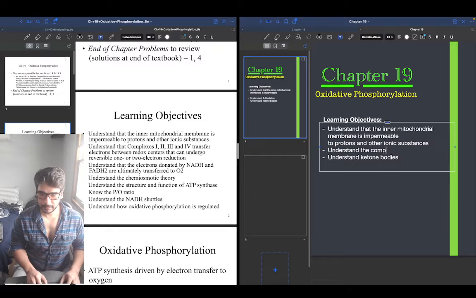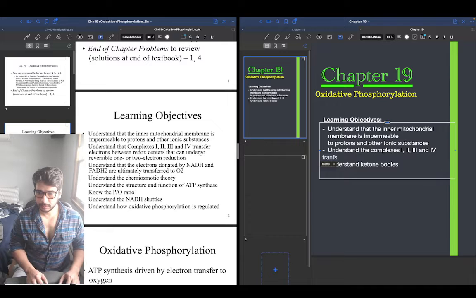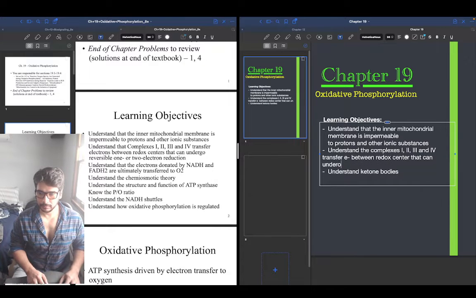Understand the complexes 1, 2, 3, and 4 transfer electrons between redox centers that can undergo reversible 1 or 2 electron reduction.